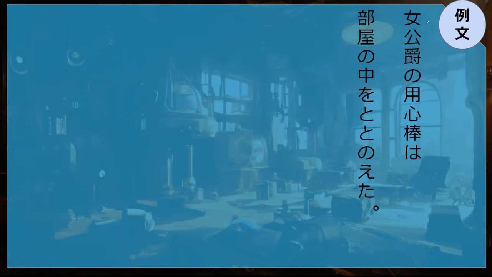Let's go read this line from the book. Onna. No, it's not onna. It is onna. Onna koshaku no yojinbo wa. The bodyguard of the Duchess, heya no naka o totonoeta.